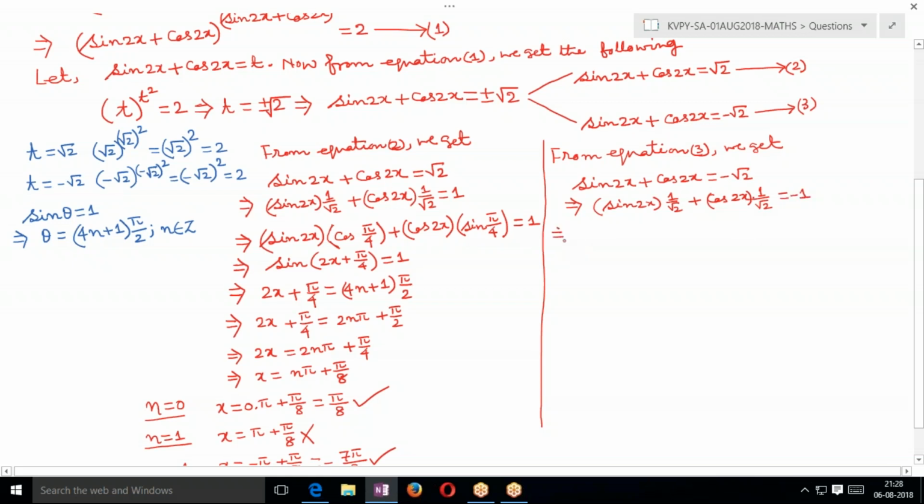In the same manner, the way I did it before, I can go a little fast here. What we discussed: sine 2x into cos pi by 4 plus cos 2x into sine pi by 4 is equal to minus 1. This implies sine of 2x plus pi by 4 is equal to minus 1. Now here also we will apply a general solution.